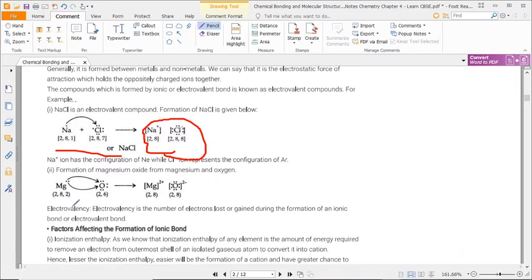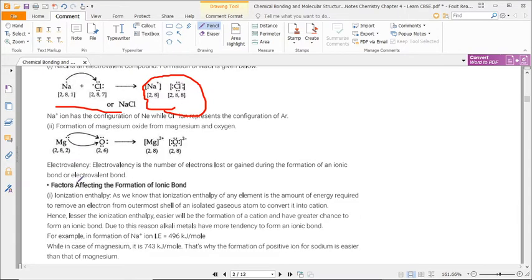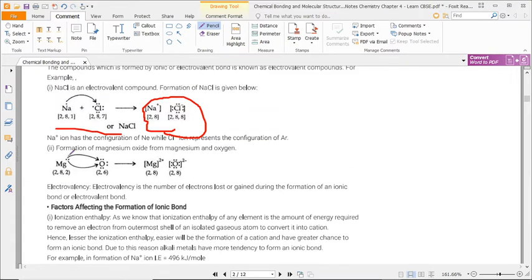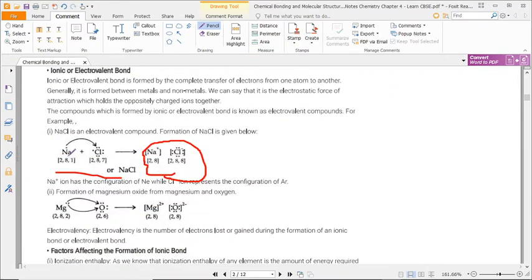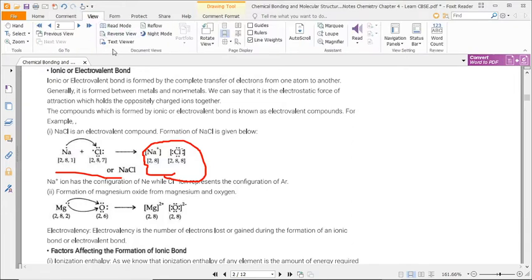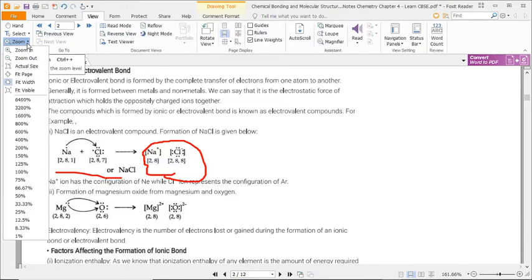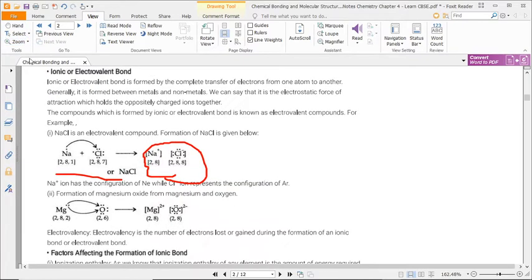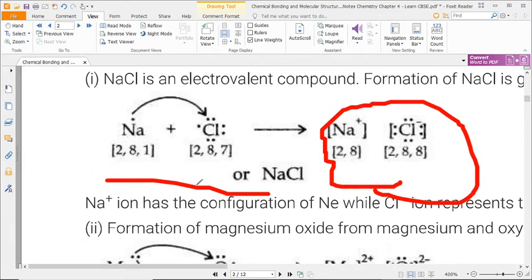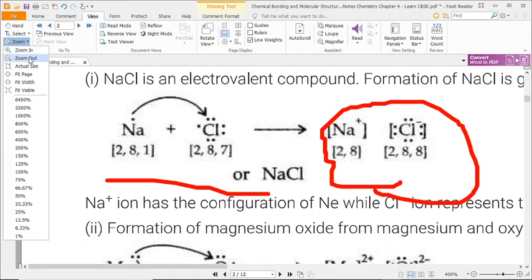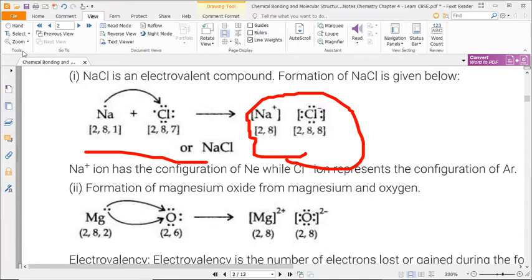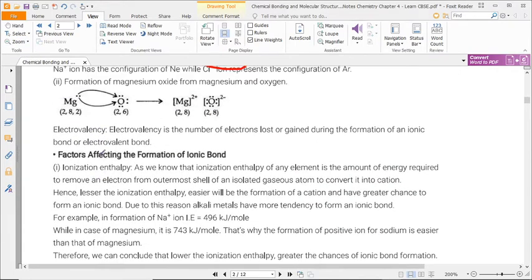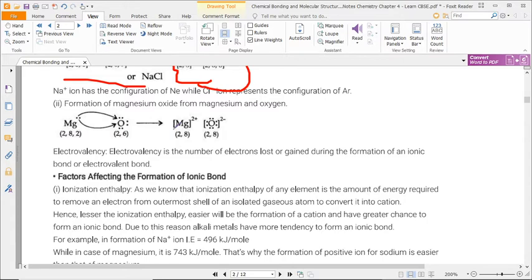Similarly, with magnesium and oxygen also, one such bond can be formed. Here you see in magnesium we have 2 electrons in the valence shell. Let me zoom in so that you can see. So now it is clear. Magnesium is losing 2 electrons, so it gains a 2 positive charge, and oxygen is gaining a 2 negative charge.